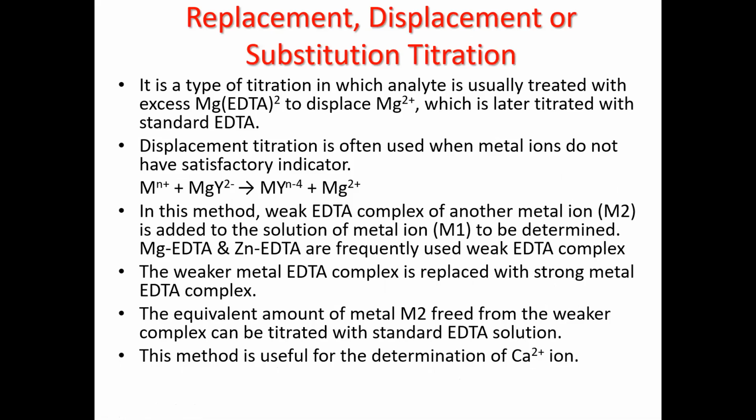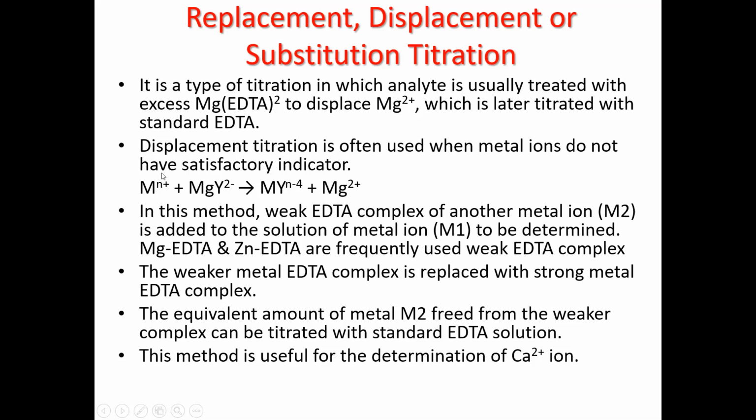The third type of EDTA titration is the replacement or displacement or substitution titration. What happens in this type of titration is that your analyte is treated with an excess of your metal EDTA complex to displace the metal ion, and it is later titrated with the standard EDTA. Why do we use this? Whenever the metal ions do not have a satisfactory indicator.